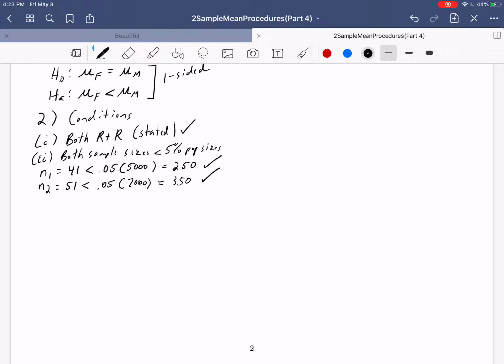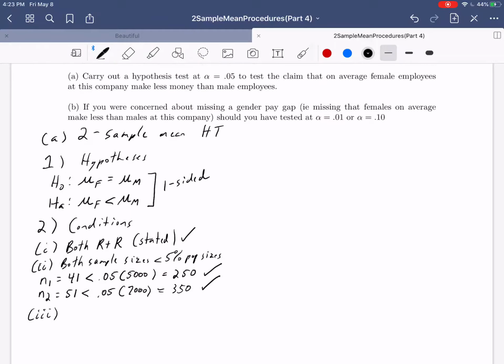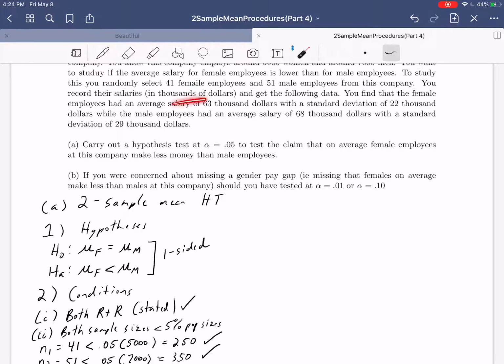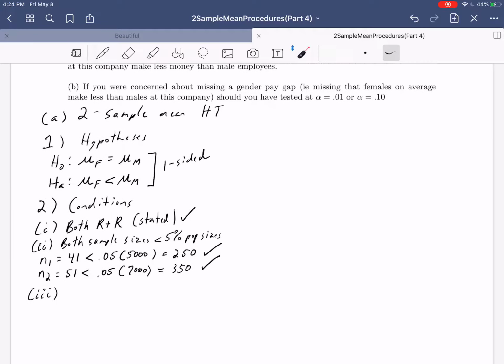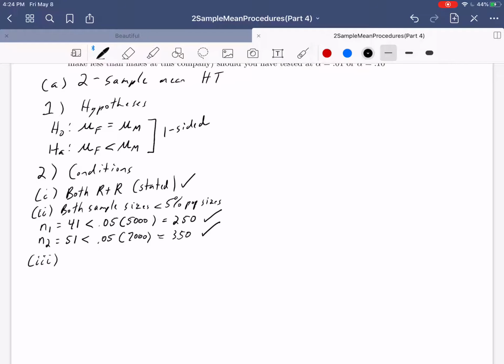For our third and final condition, we either need to check that the data is approximately normal, which is going to be hard because the information that we were given here is just the summary statistics, so we're not going to be able to do a stem and leaf plot. Luckily, though, we have enough data that the central limit theorem assures us the sampling distribution will be approximately normal. So all we need to say here is that N1 is equal to 41, which is greater than or equal to 30, check.